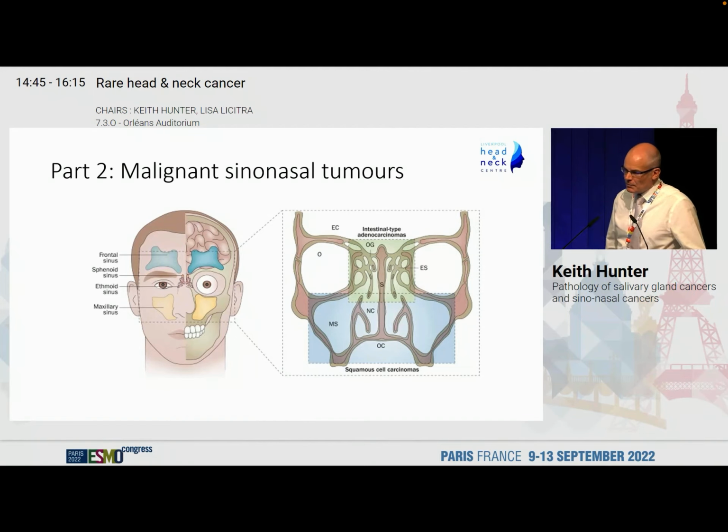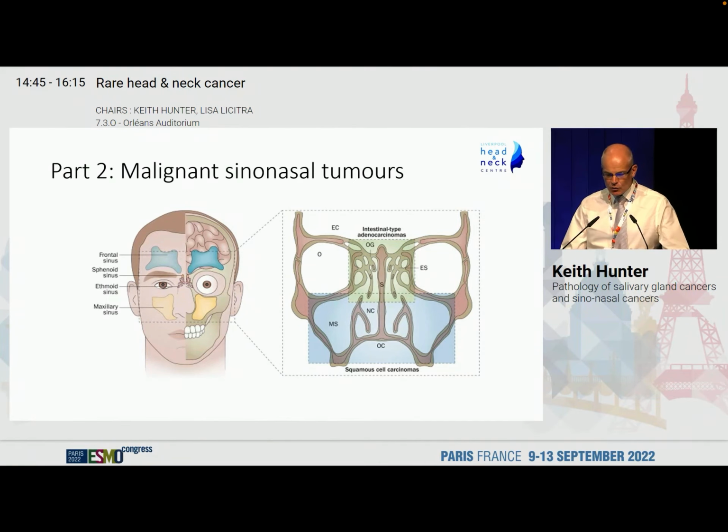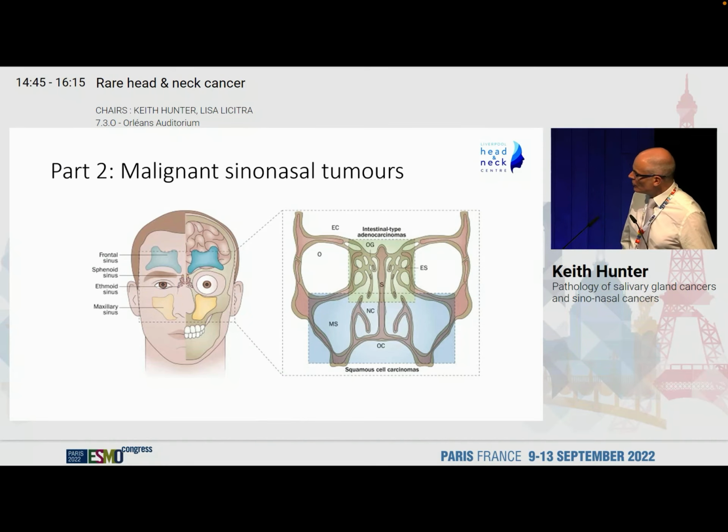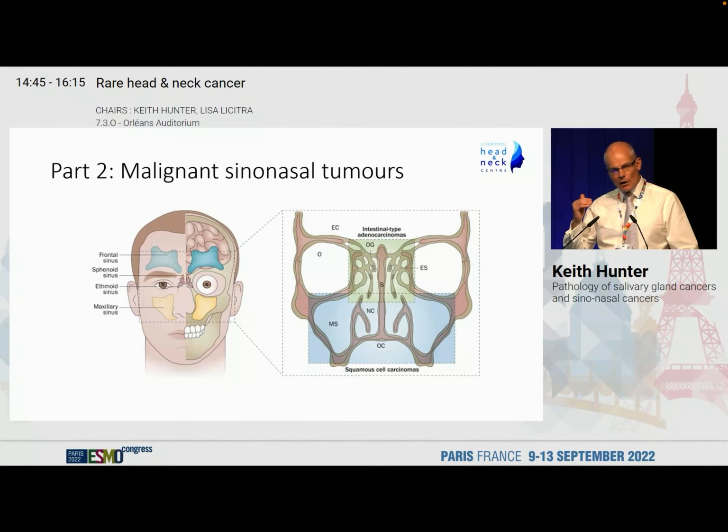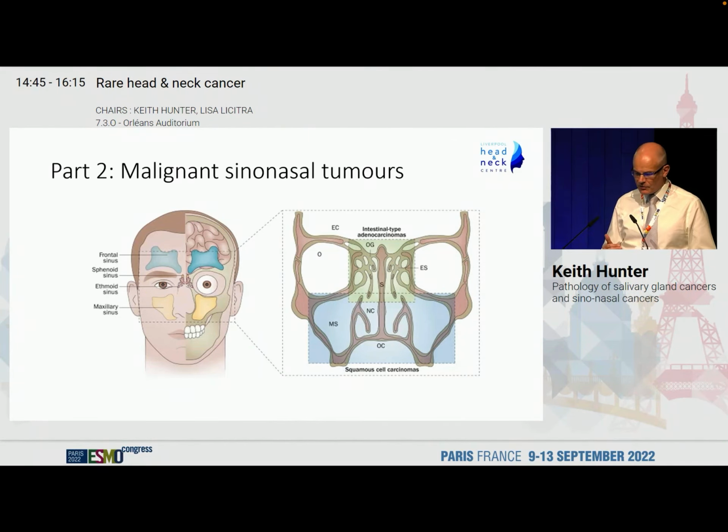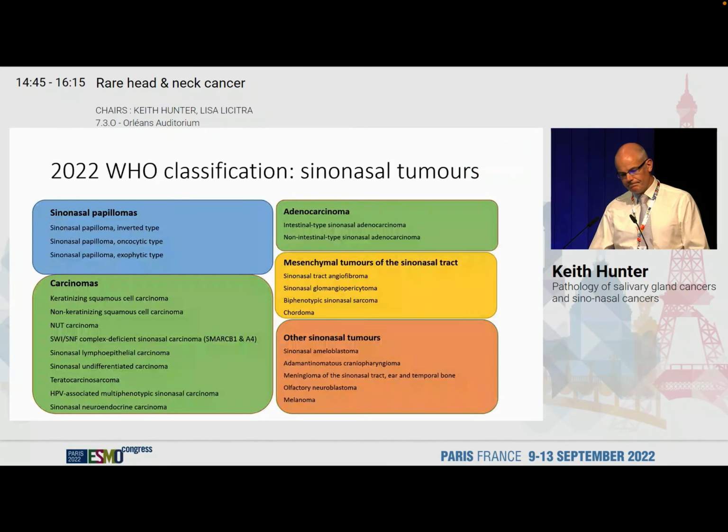So the second part of my talk relates to the malignant sinonasal tumours. This is dominated by two main diagnoses, as you will see here, which are squamous cell carcinomas in the lower half of the sinonasal apparatus, particularly in the maxillary sinus and the nasal cavity, and intestinal type adenocarcinomas in the superior part of that area, areas of the ethmoid and so on.